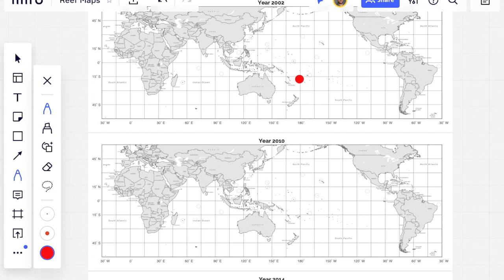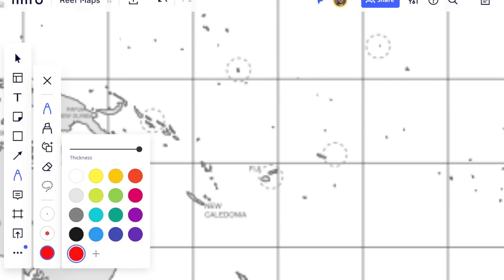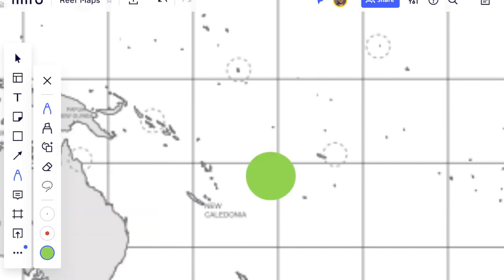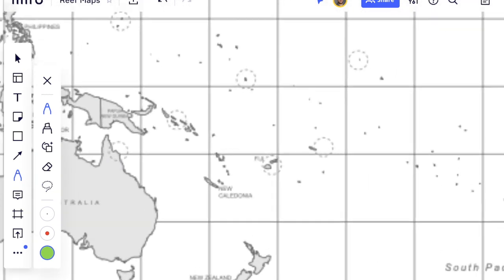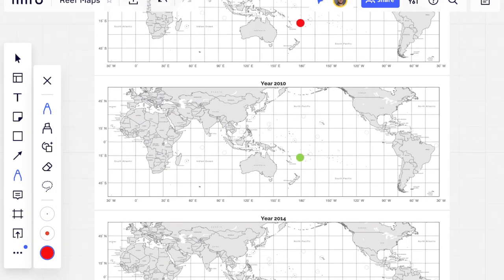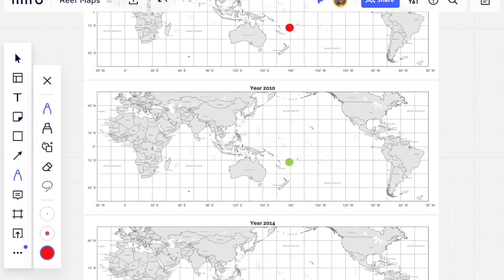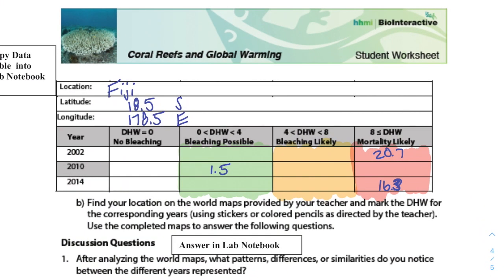Now, in 2010, we were green. So I'm going to go to the exact same location here, only now I'm going to choose green. Okay. And then in 2014, same location, was back to red. There you go. And so that's it. Now every single person who comes in here is going to add their own points to the same graphs. So I'm done there. And that's it. That's all you're going to do.